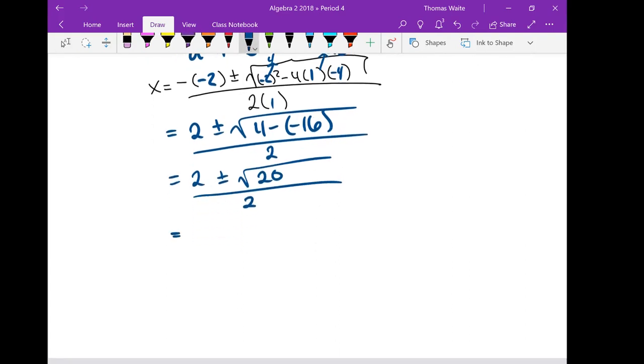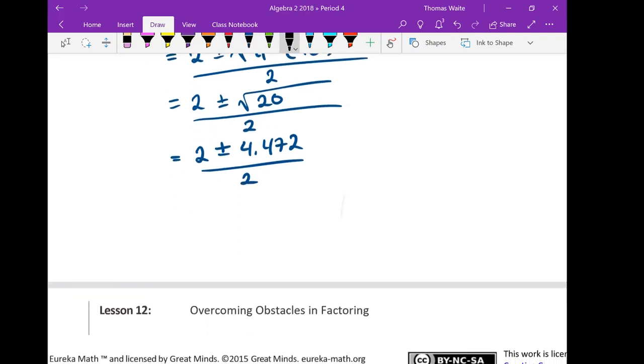Square root of 20 is in a calculator. I know it's going to be more than 4 because 4 times 4 is 16, and less than 5, because 5 times 5 is 25. So yes, square root of 20 is 4.472. So 2 plus or minus 4.472 all over 2.